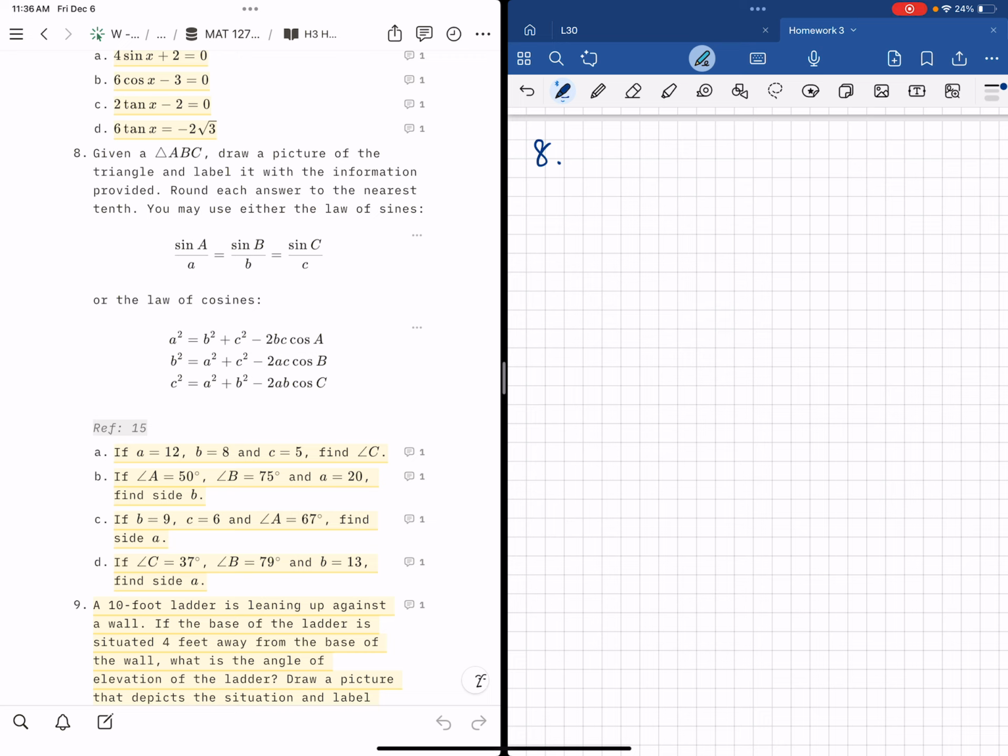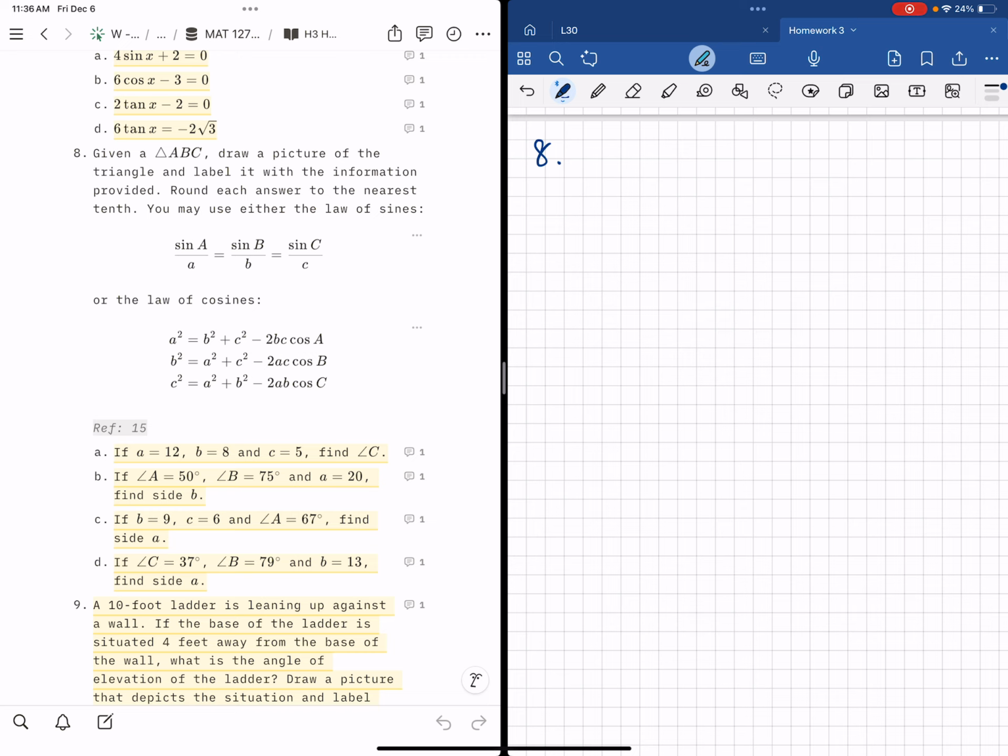Given a triangle, we're going to draw a picture of the triangle and label it with the information provided. We're also going to round each answer to the nearest tenth, keeping 1 decimal place. And I also give you the formulas that you're going to use for this question. This question will require you to use the law of sines and the law of cosines. Depending on the problem, you might use one of them or both of them. So let's take a look at part A.